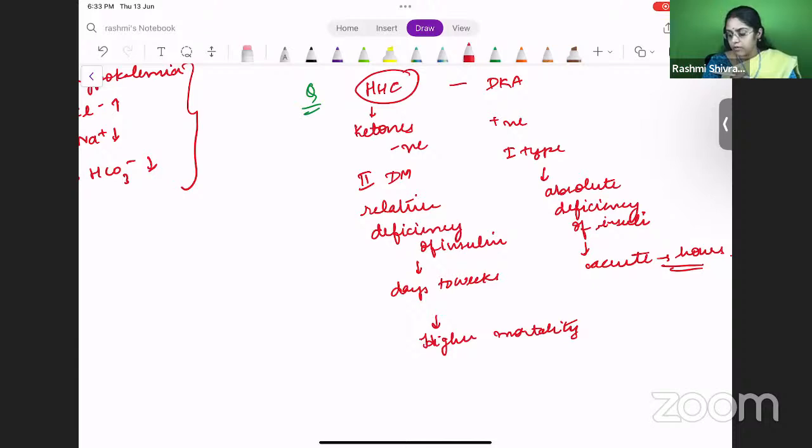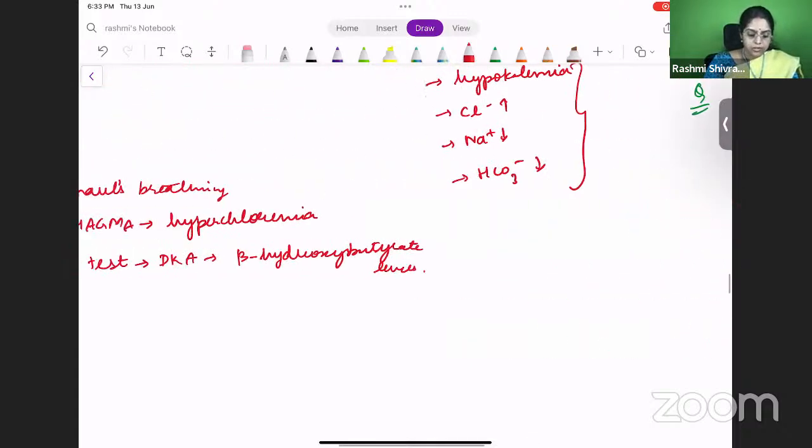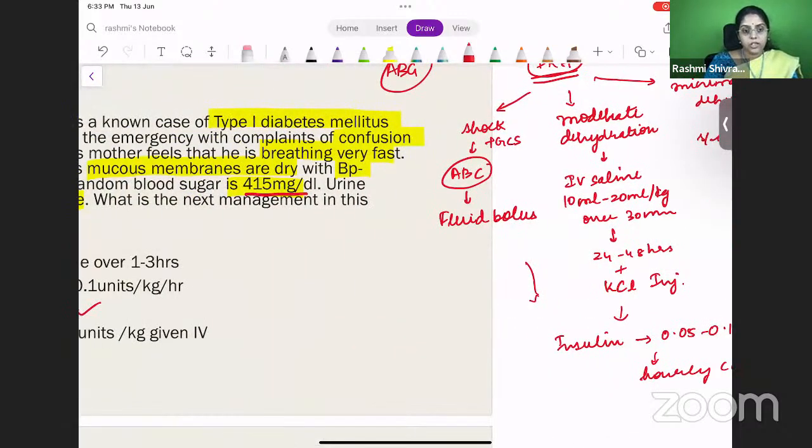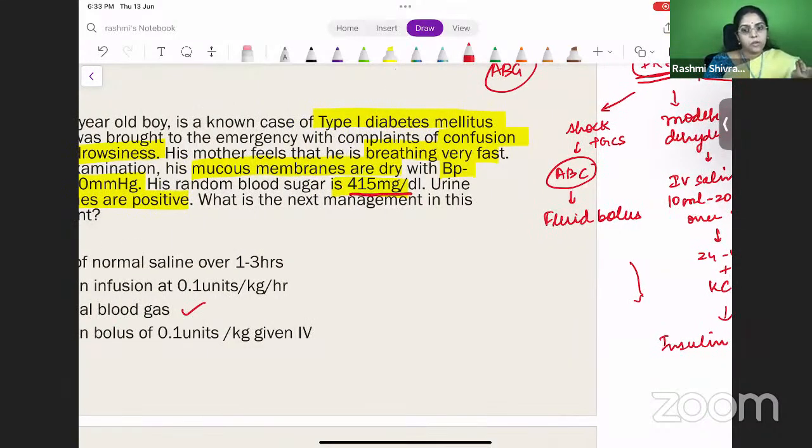You must all be aware of that, right? Yes, Dr. Strength. So ketone bodies will be negative in HHC. Okay, yes. So I hope this is a very detailed discussion of DKA. Definitely there is a question on DKA every year. So ABG, DKA, these are all very important topics that you must remember.